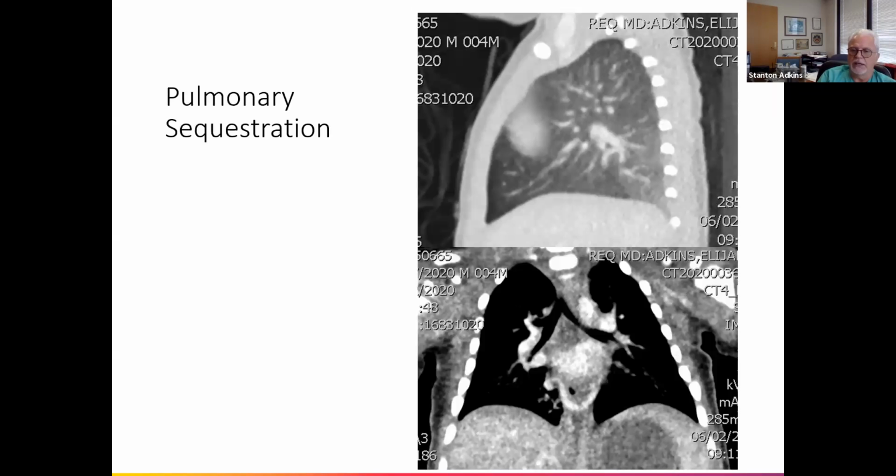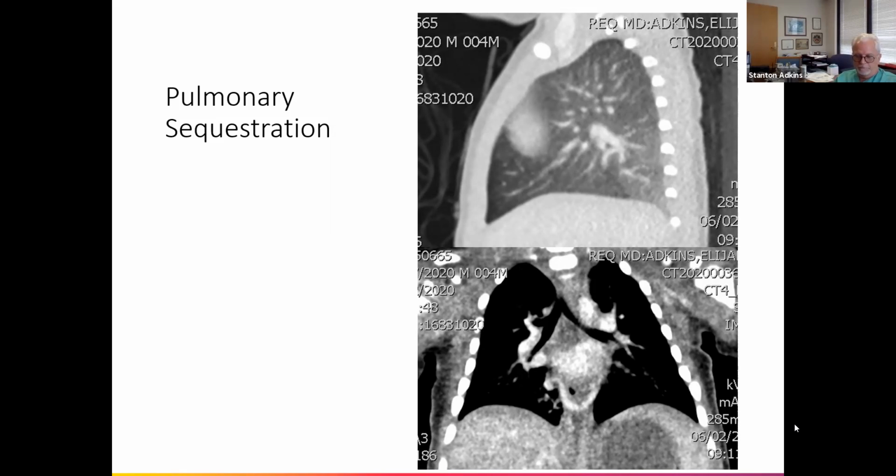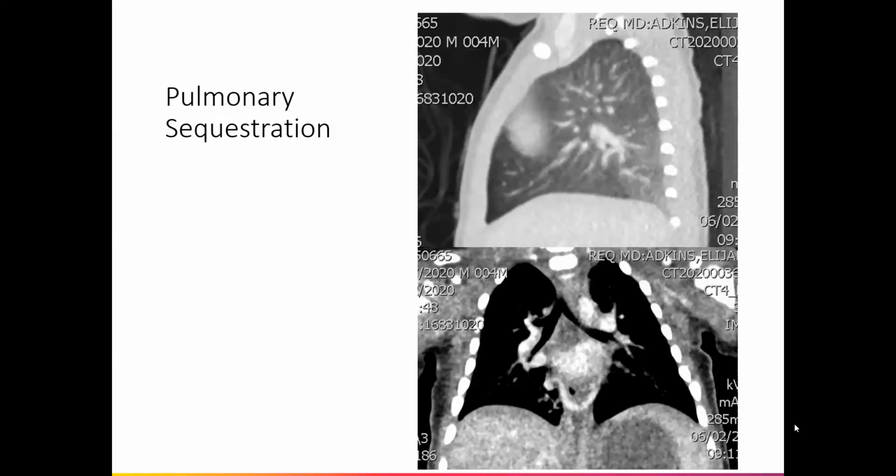Okay, now, anybody know what a pulmonary sequestration is and the two different types? Let's see. How about I call on Olivia? Are you there, Olivia? Yes. You know what a pulmonary sequestration is? I'm not 100% sure.